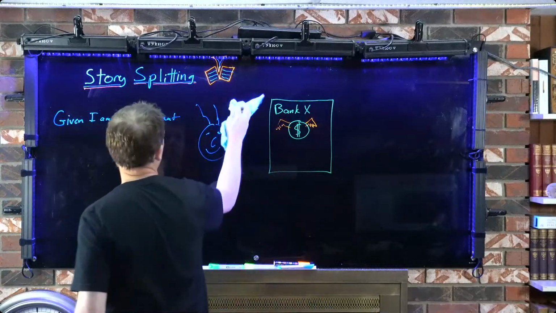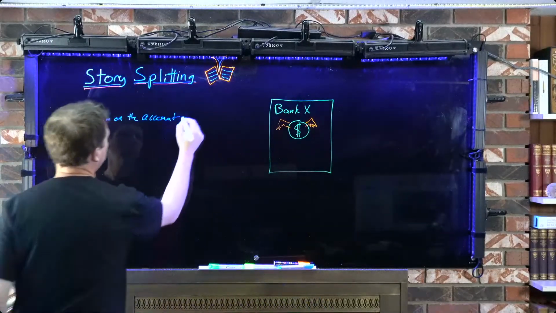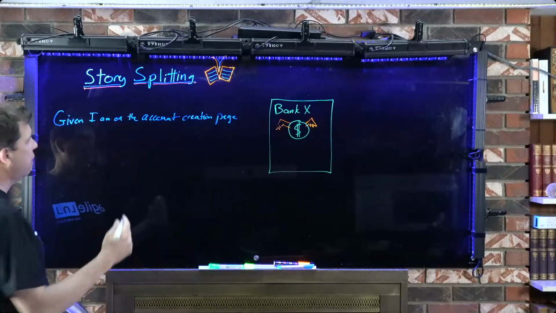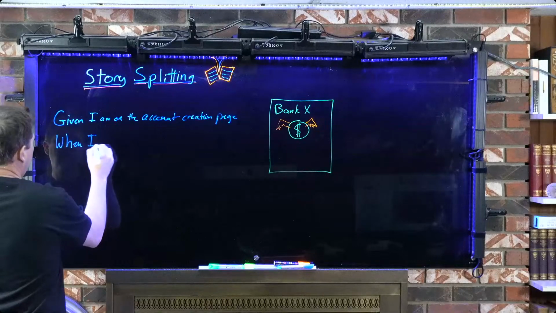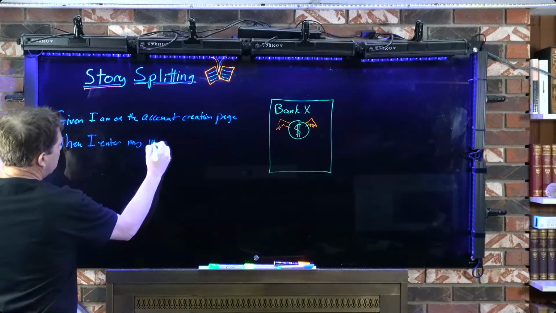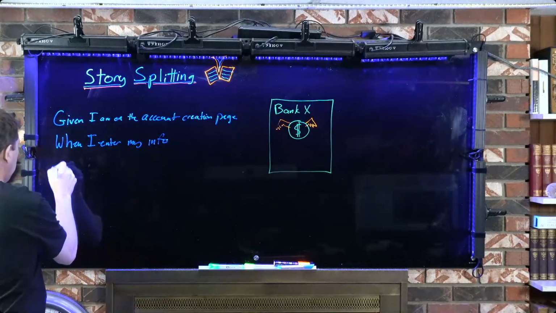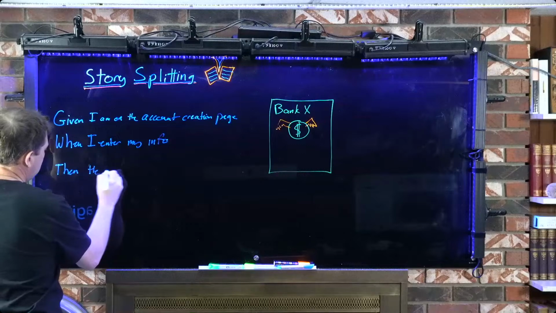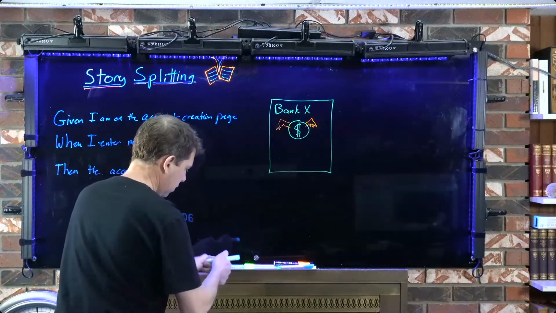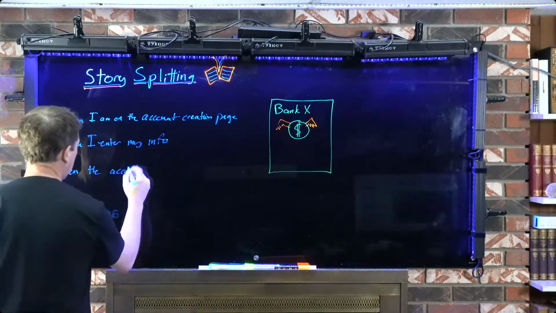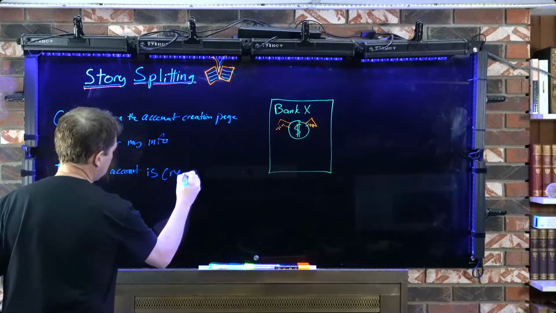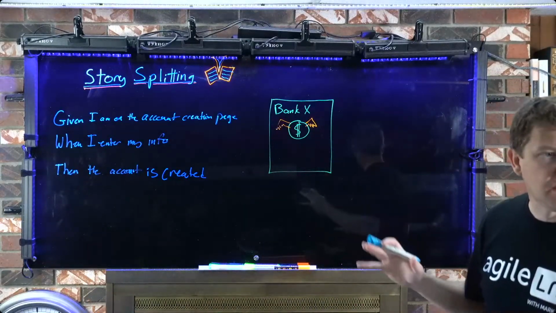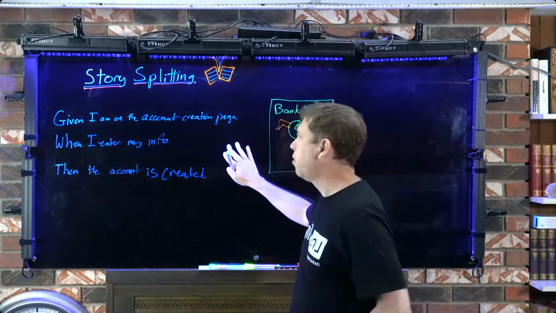I'll get rid of my beautiful artwork here because it's going to get in the way. So this is the account creation page. So I'm on the account, when I'm just going to say enter my info. Time for a new one of these. Then the account is created. Okay, very simple, very generic, right? This is a very generic way of describing what we're wanting to do here.